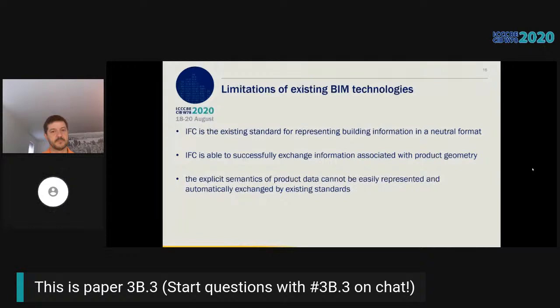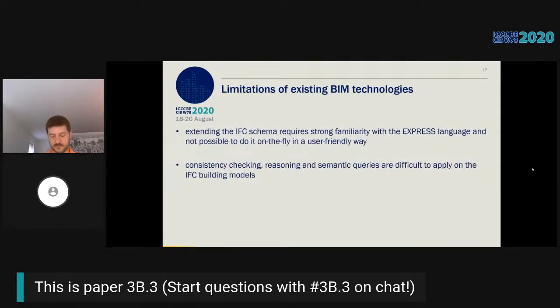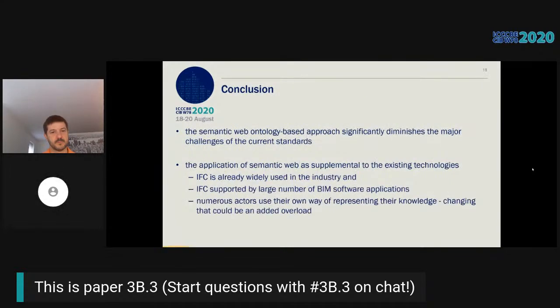Coming to the limitations of the existing BIM technologies, IFC is the existing standard, which has enabled successful exchange of information associated with product geometry. But when it comes to explicit semantics of product data, it is reported that it is not easy to represent that kind of information using IFC. Extending IFC is also reported as very challenging, especially in real time. And consistency checking, reasoning, and semantic queries are also reported as difficult to apply on IFC building models.